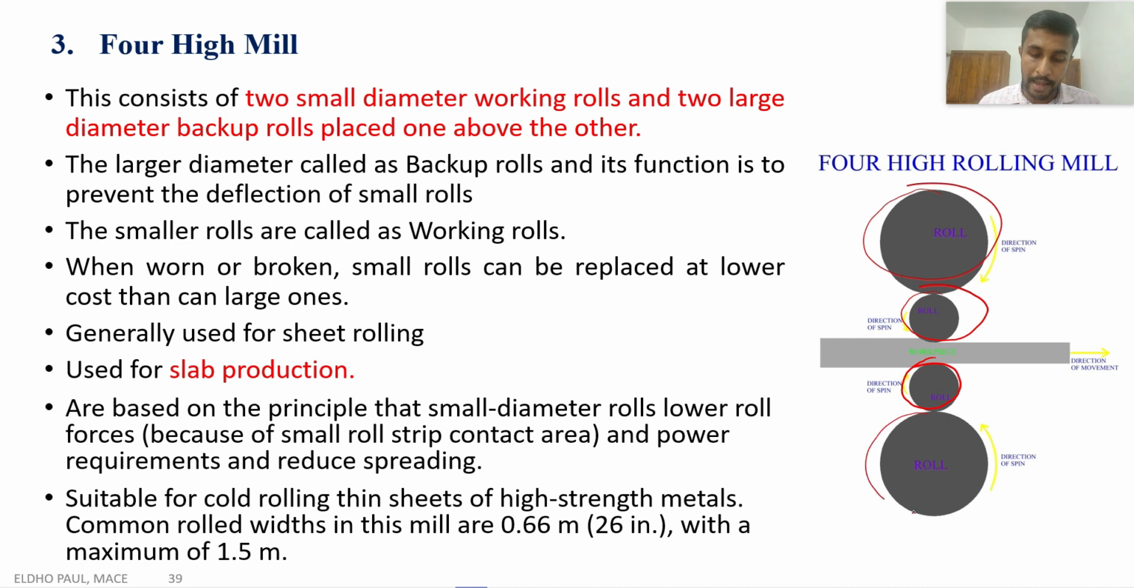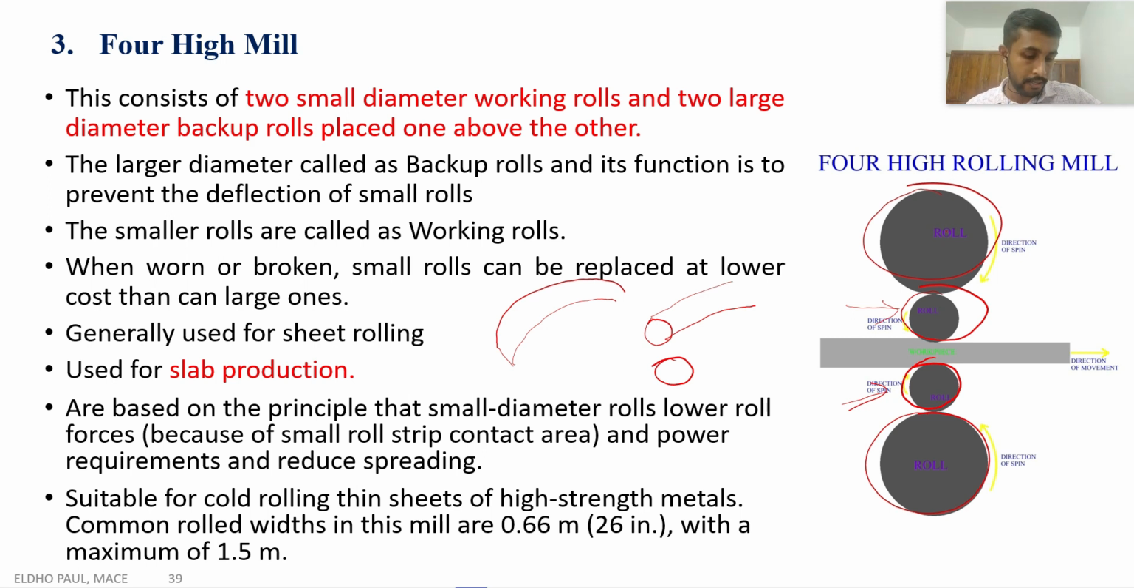I already explained this. If you use very small rollers, then the force requirement for the rolling operation is very small compared to the higher diameter rollers. So we use small rollers. But when we use smaller rollers, what happens? The roller may deform or bend like this because of the smaller diameter. So we use a backup roller to support these smaller rollers.